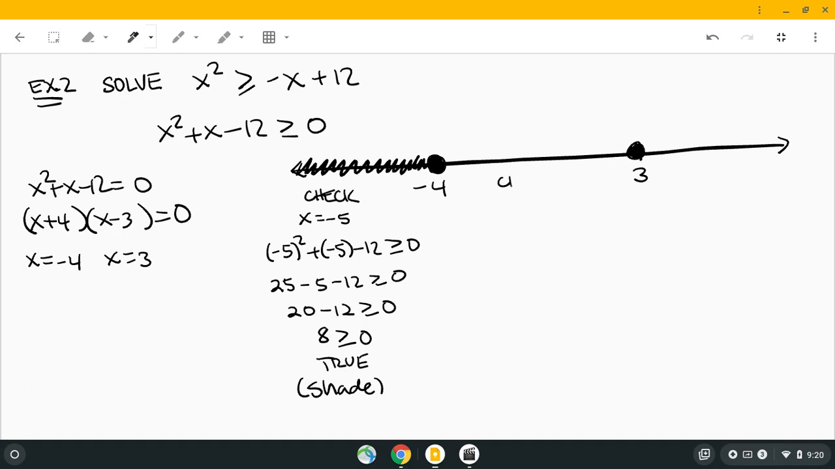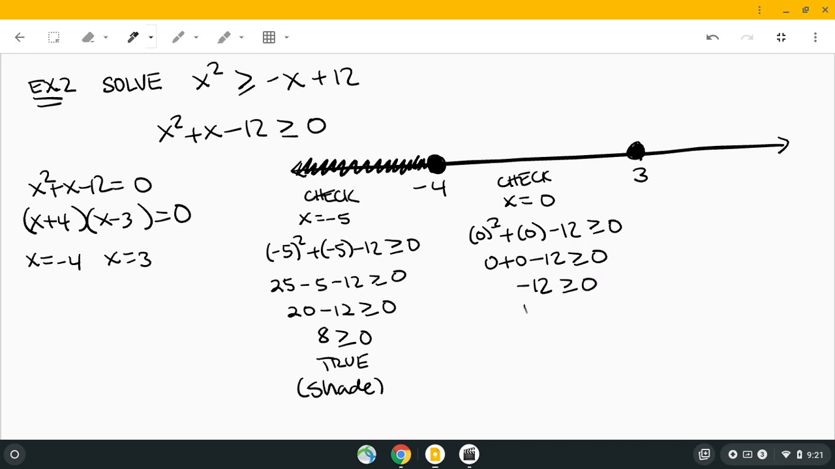Okay, middle region. I will choose 0 is between -4 and 3, so I can choose 0. All right, plugging into that inequality, 0 squared plus 0 minus 12. Is this greater than or equal to 0? Well, let's check. 0 plus 0 minus 12. Nope, because we get -12 is greater than or equal to 0. That is false. So don't shade this area.